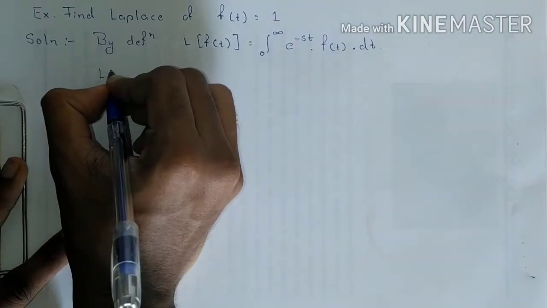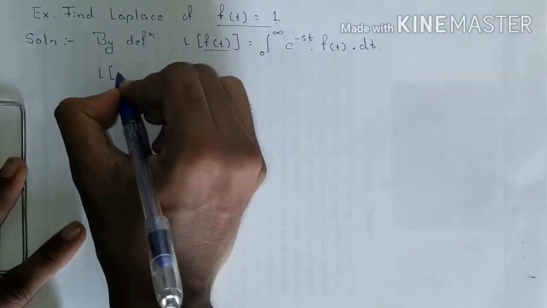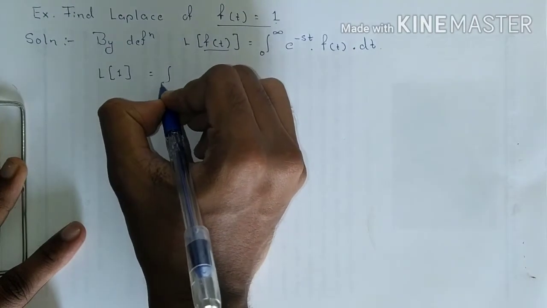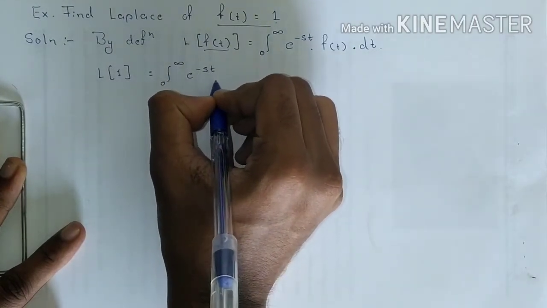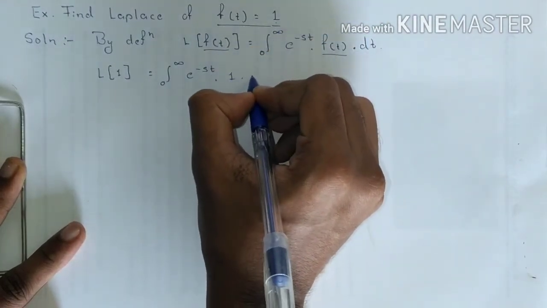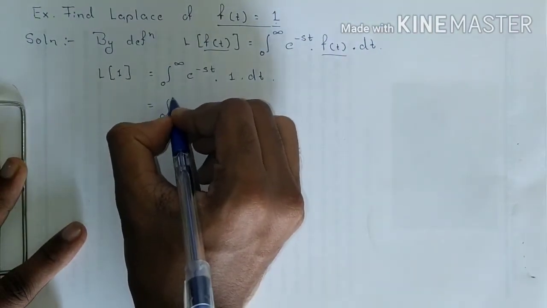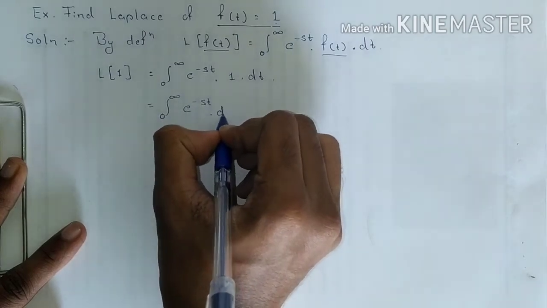Laplace of 1. Here we can replace f of t by 1 because the question gives this 1. So Laplace of 1 equals integration 0 to infinity e raised to minus st. f of t is 1, so we write 1 dot dt. There is no value of 1, so that's unity. We can write it as e raised to minus st into dt.